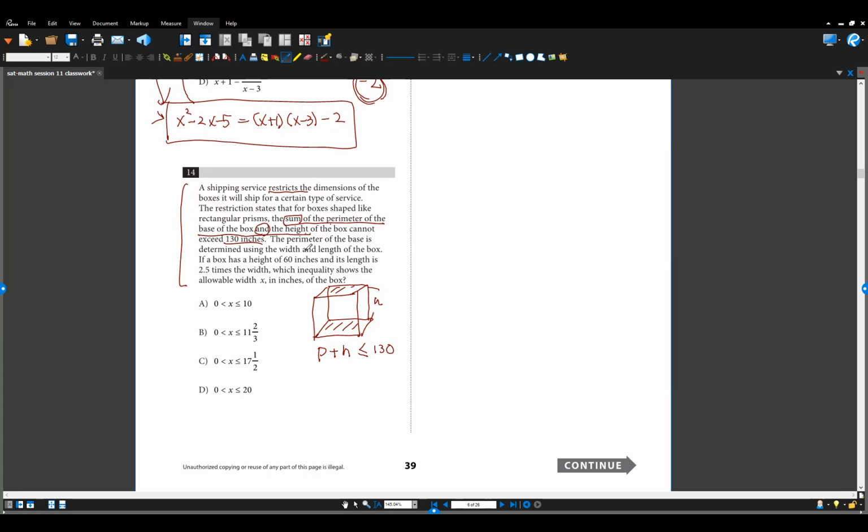Okay, they gave over here 60. This is just 60. And the length is 2.5 times the width. Oh, they gave the variable to use, right? x for the width. Width is x. Length is what? 2.5x. What is the perimeter? Add them: 2.5x, 2.5x, x, x. Not 5x, not 6x. This is now 7x.